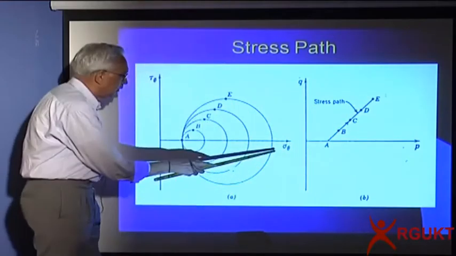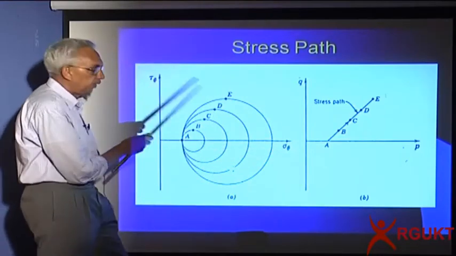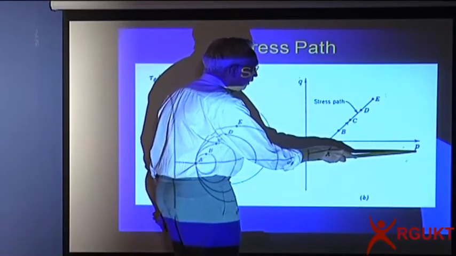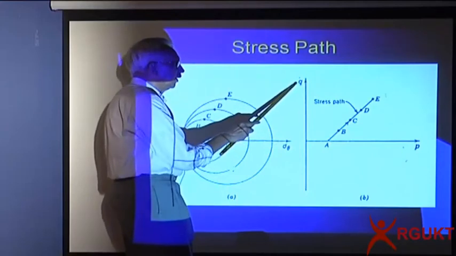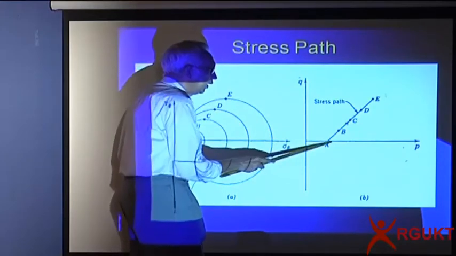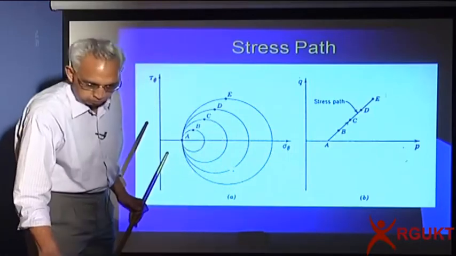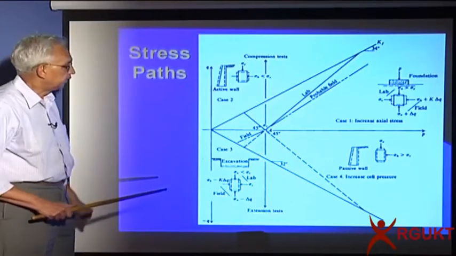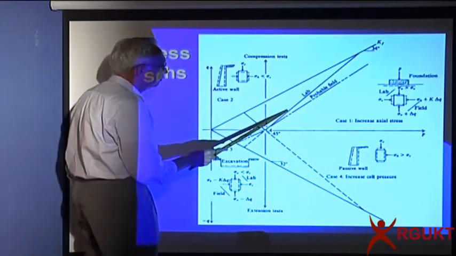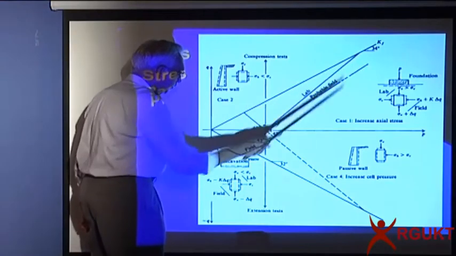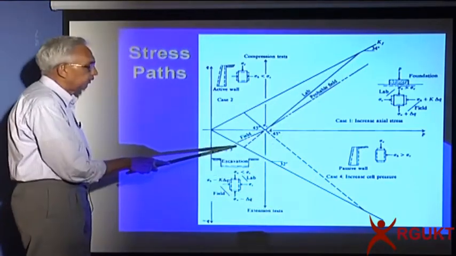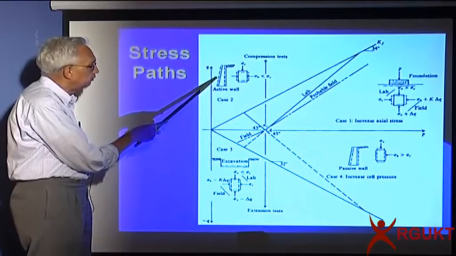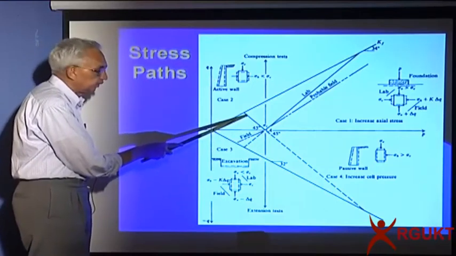Please remember, here you are plotting sigma and tau, whereas in the stress path space we are plotting P, which is equal to (sigma 1 plus sigma 3) by 2, and Q, which is equal to (sigma 1 minus sigma 3) by 2, and you can get a simple stress path. And these are the simple ways you can see how the stresses change. When I am applying a vertical load, the stress path would be here. When I am excavating, it would be downward to the third quadrant. If the wall is moving away, as in a retaining wall, the stress path would be into the second quadrant.